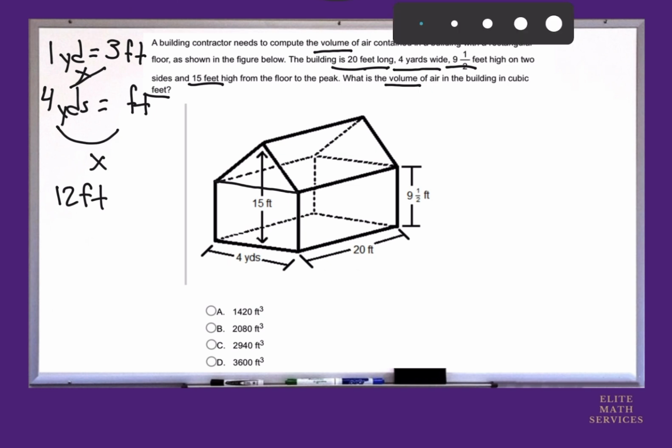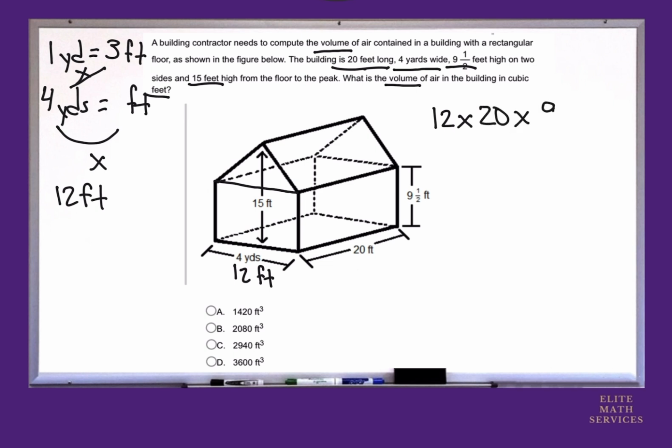Now that we have that, we can find the volume of the rectangular prism. We're just going to multiply all three of these numbers together. So 12 times 20 times 9.5. I represent 9.5 as a decimal. You can put this in the calculator. You'll have a calculator on the test, so you don't need to do any long multiplication. Just put it in the calculator and figure out the answer. So you multiply these three numbers, you get 2,280. Now that's the volume of just the rectangular prism.